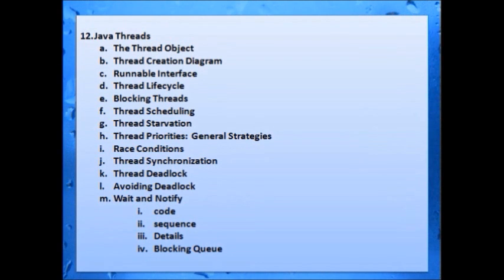Then Java threads. Under that: the thread object, thread creation diagram, runnable interface, thread lifecycle, blocking threads, thread scheduling, thread starvation, thread priorities, general strategies, thread conditions, thread synchronization, thread deadlock, avoiding deadlock, wait and notify. Under that: wait and notify code, wait and notify sequence, wait and notify details, wait and notify blocking queue.